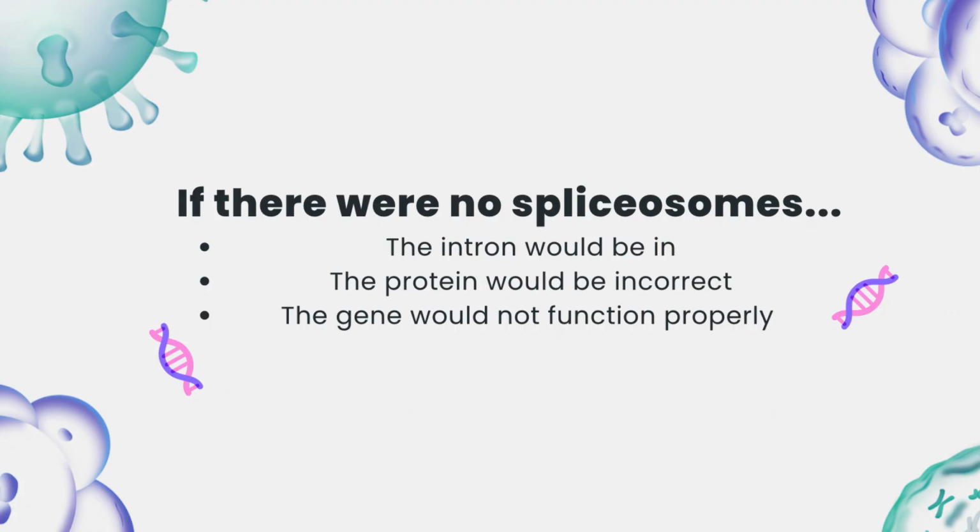If there are no spliceosomes, then the introns would still be in, and this will cause the protein that is produced to be incorrect and the gene will not function properly.